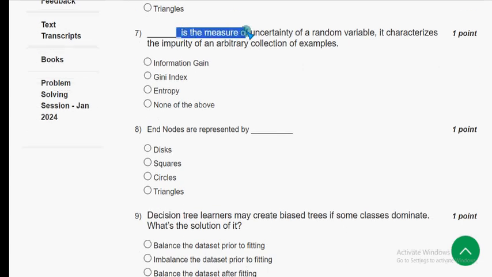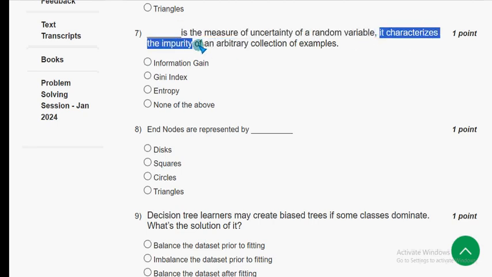Dash is the measure of uncertainty of a random variable. It characterizes the impurity of an arbitrary collection of examples. So for seventh question, the answer should be third option, entropy. It should be entropy. So mark third option, guys, entropy. Next, eighth one.